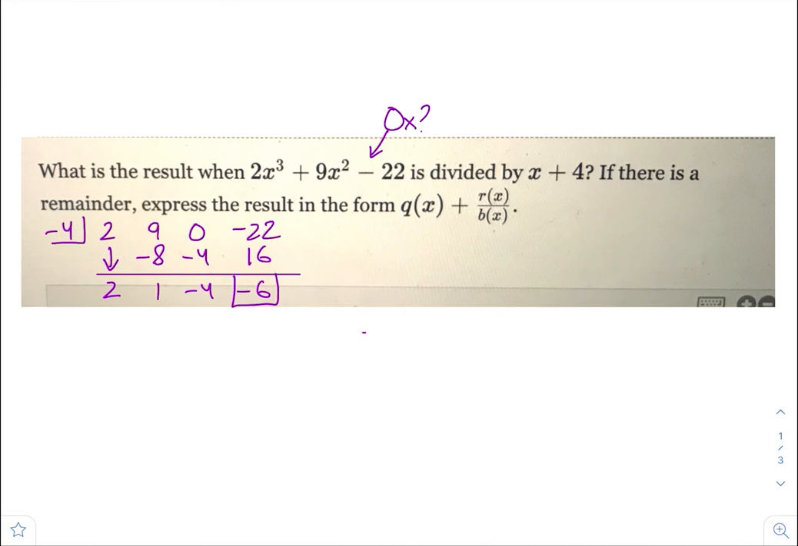So there's our remainder. Now, since that's x to the third, this one is 1 less than that, and then 1 less, and then there we go. So we did find a remainder. So our polynomial is going to look like 2x squared plus 1x, which is just x, minus 4. And remember, if we get a remainder, put the remainder over the polynomial we are dividing by, which is x plus 4. This is how you use synthetic division to find a polynomial divided by a linear polynomial.